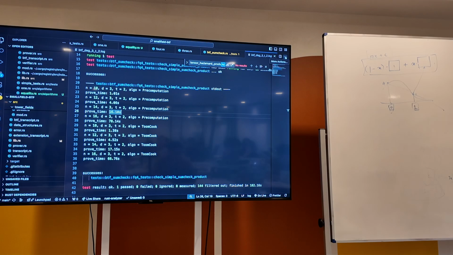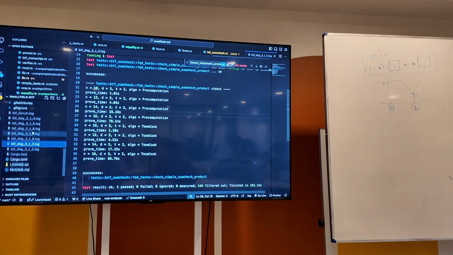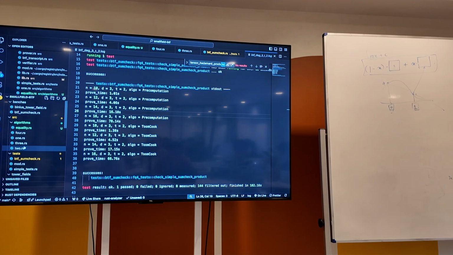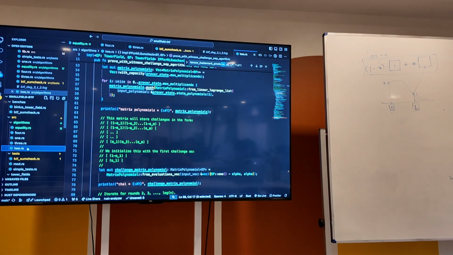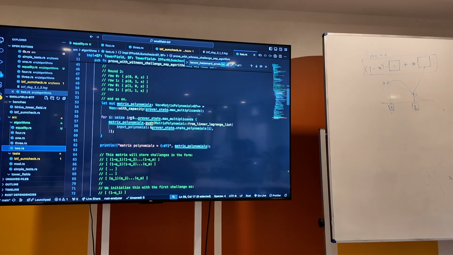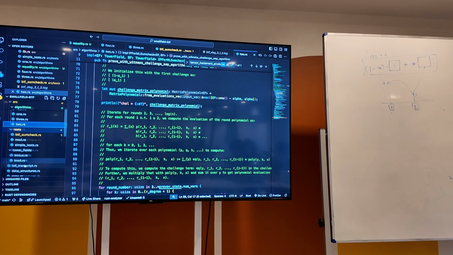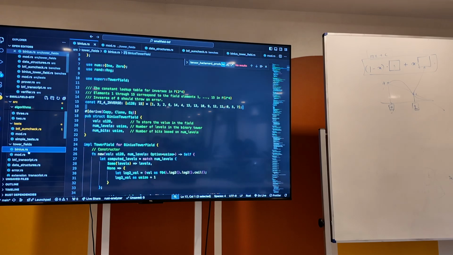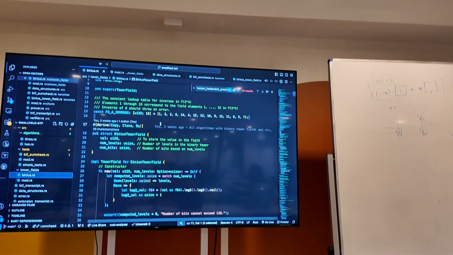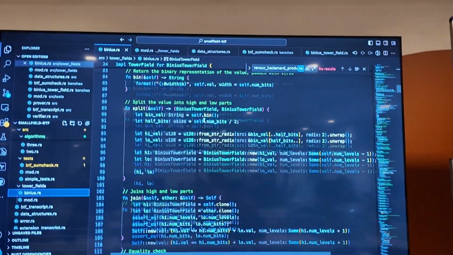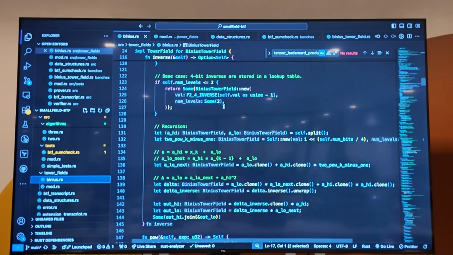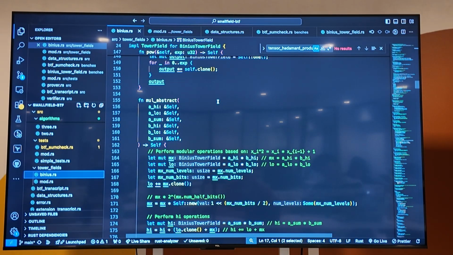Okay. So I'll quickly explain the structure of the repository. In algorithms, you have 1, 2, 3, and 4. As I just explained, these are the 4 algorithms where we implement the end-to-end Sumcheck prover. We also have the binary tower field implementation, which contains basic addition, multiplication, inversion operations. So we implemented our own binary tower field as a backend that the Sumcheck would use.